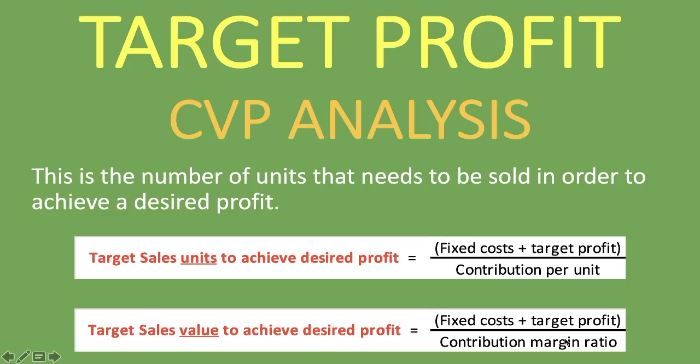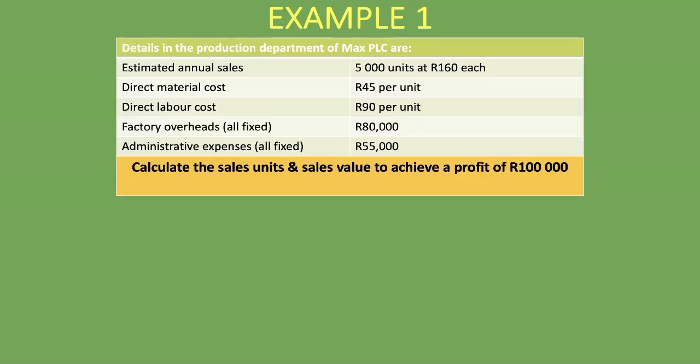Another way to get the sales value to achieve desired profit is by taking the answer from the first formula and multiplying it by the sales price per unit, and it will give you the sales value to achieve desired profit. Now let's go through some examples in calculating the sales units and the sales value to achieve desired or target profit. Here is an example.